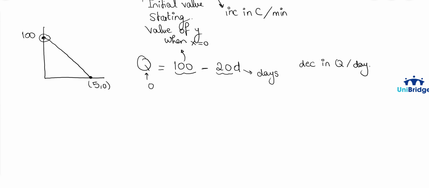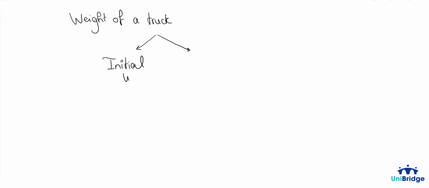Suppose we want to construct a linear equation for, let's say, the weight of a certain truck. So let's find a relationship for the weight of a truck. So we said that a linear equation is always split into two parts, an initial or fixed part and a variable part. So let's call the initial part the initial weight of the truck. So this is the weight of the empty truck.